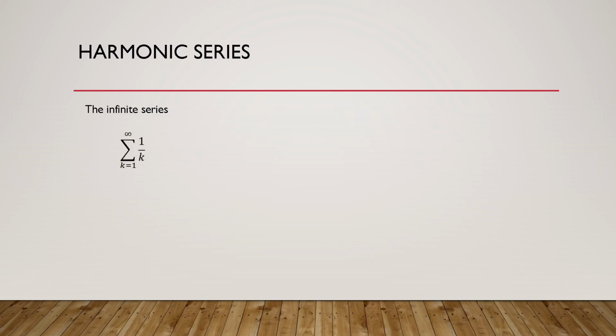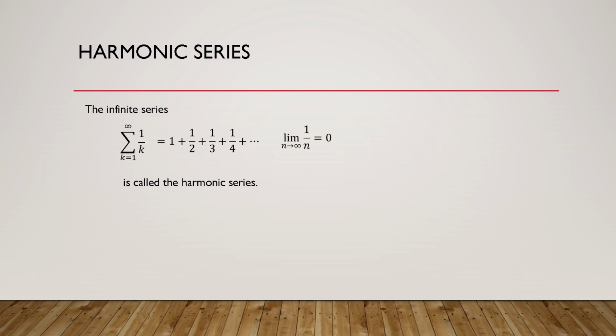The series, the sum from k equals 1 to infinity of 1 over k, is a harmonic series. This series can be expressed as 1 plus 1/2 plus 1/3 plus 1/4, and so on. If one considers the limit as n goes to infinity of 1 over n, which equals 0, one might expect this series to converge to 0, but this does not happen. It is more accurate to observe the partial sum.